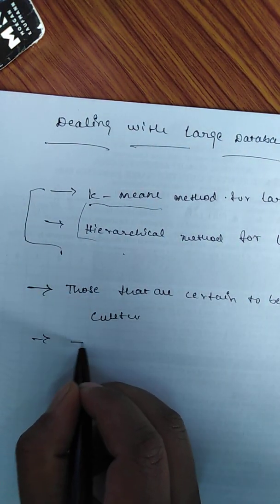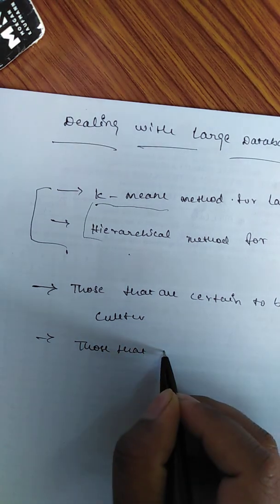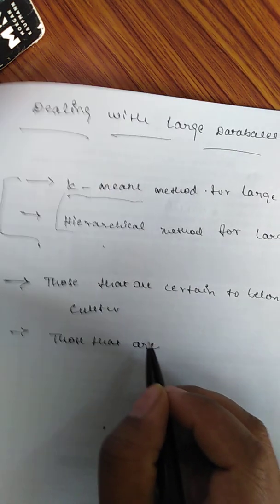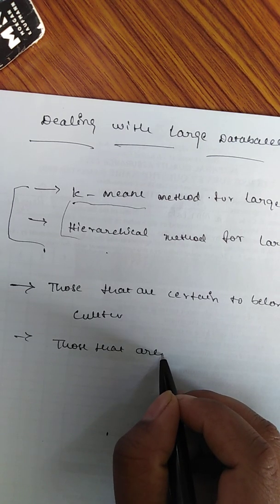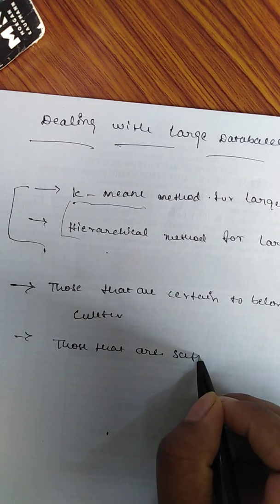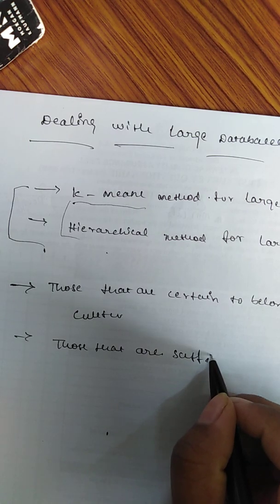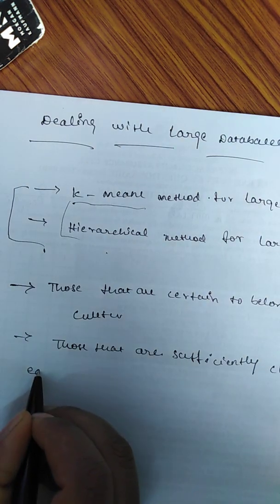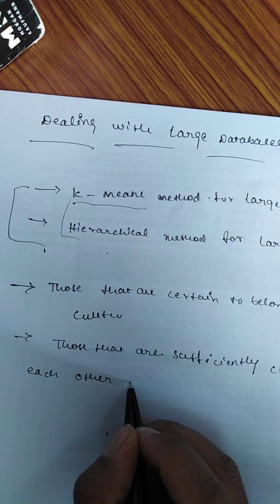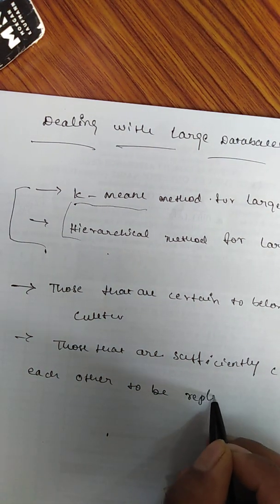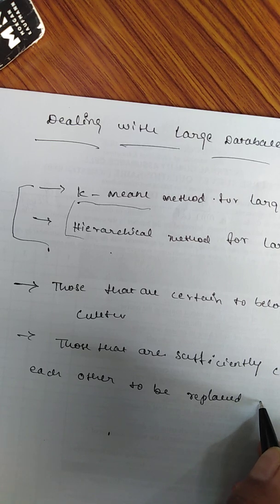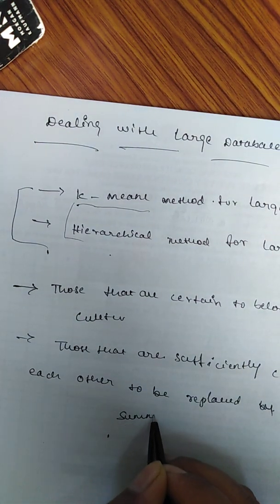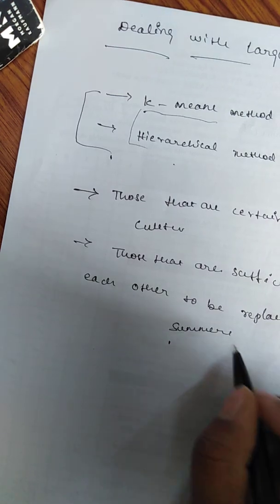Second, those that are sufficiently close to each other to be replaced by their summary. This is our second step, the summary.